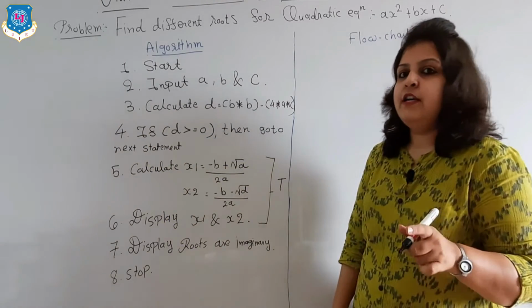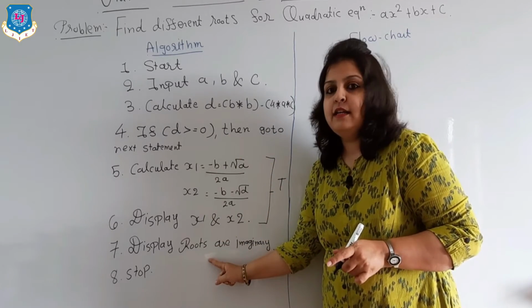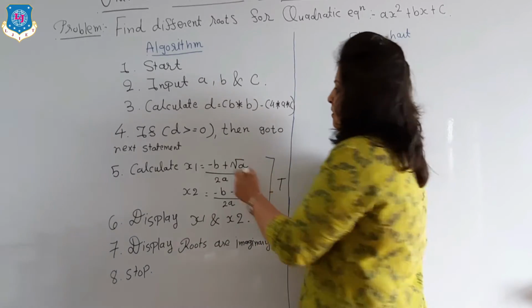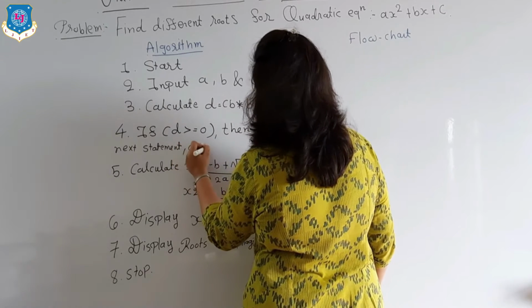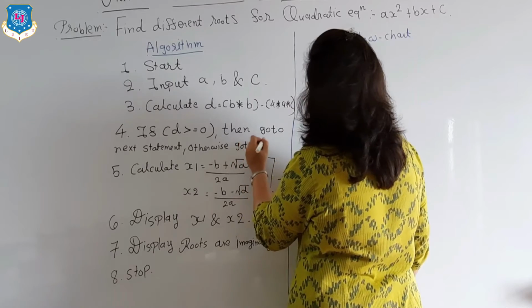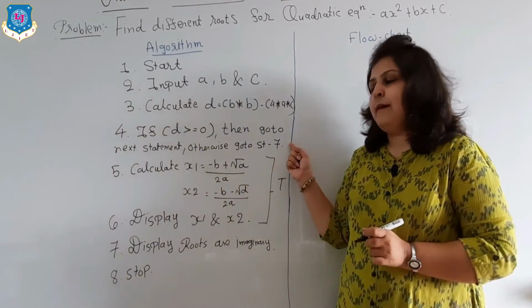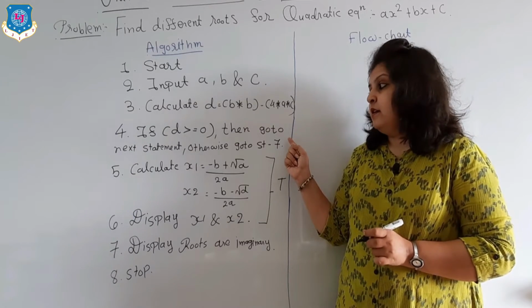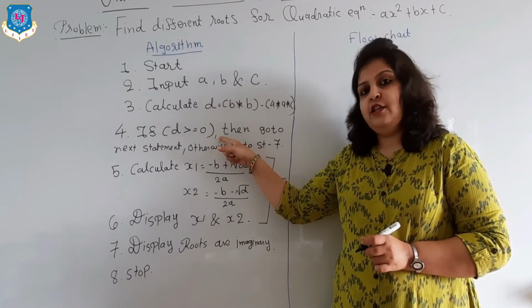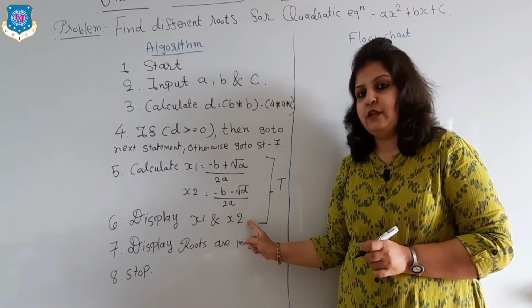But if our condition will be false, then our control goes directly to statement number 7. Otherwise, go to statement number 7. So this is completed now. But here, if this condition will be true, then the 5th and 6th statements will be executed.